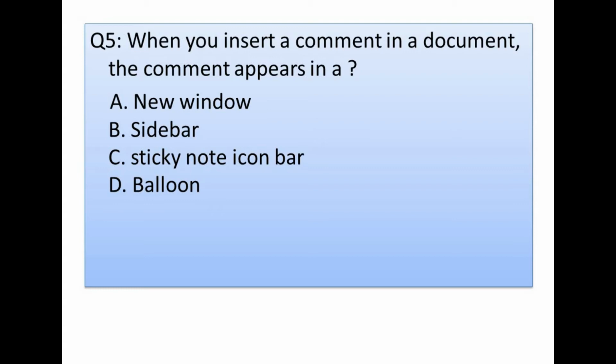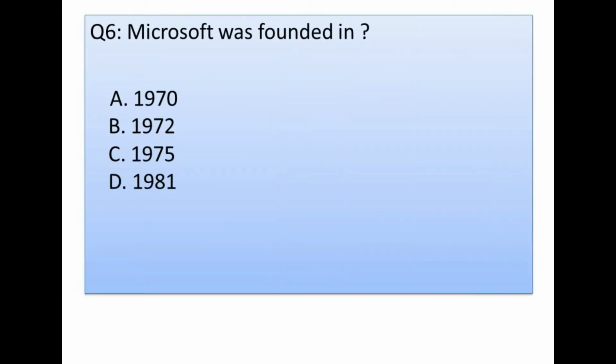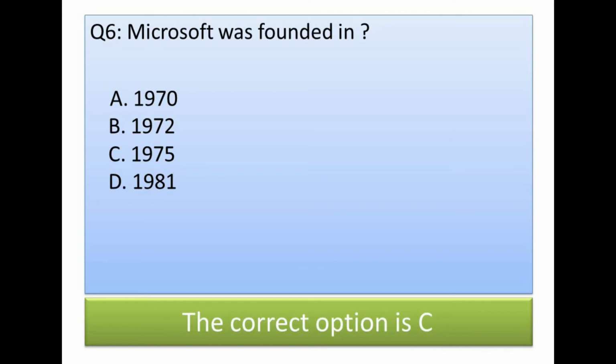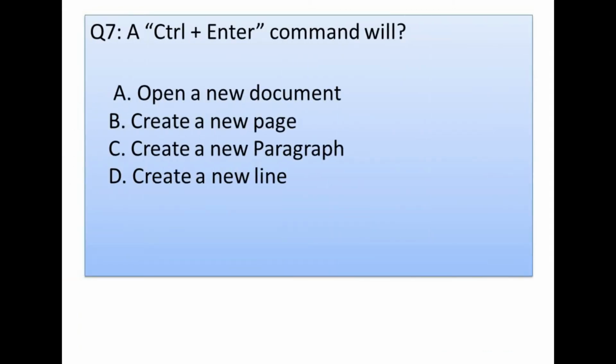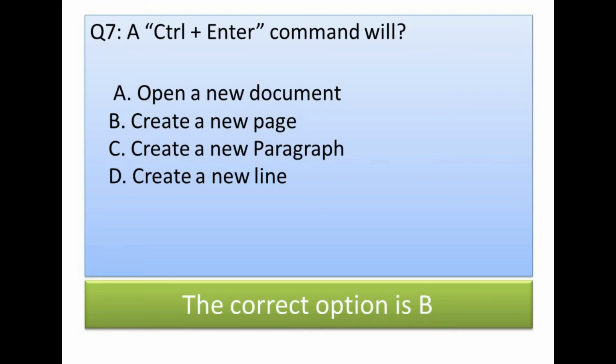When you insert a comment in a document, the comment appears in a new window, sidebar, sticky note icon bar, balloon. So the correct option is D. Microsoft was founded in 1970, 1972, 1975, 1981. So the correct option is C. A Ctrl+Enter command will open a new document, create a new page, create a new paragraph, create a new line. So the correct option is B.